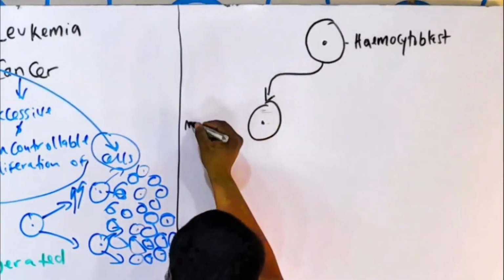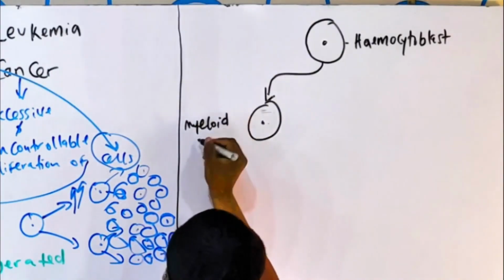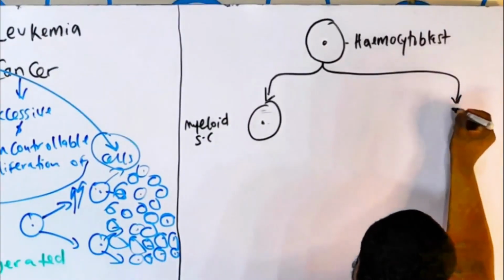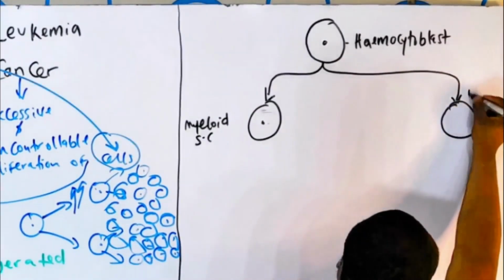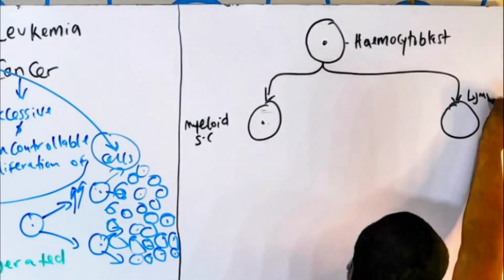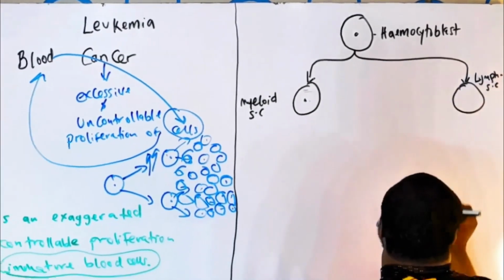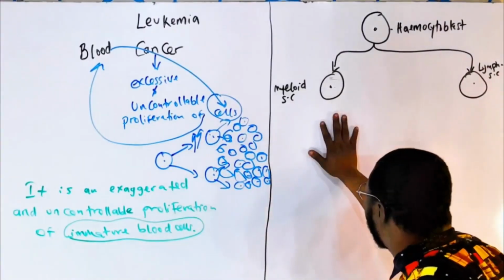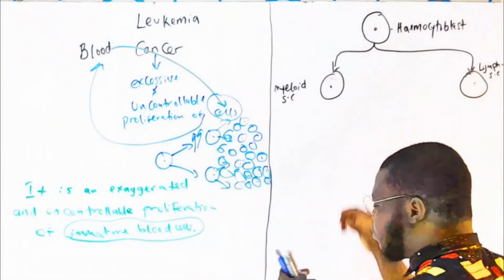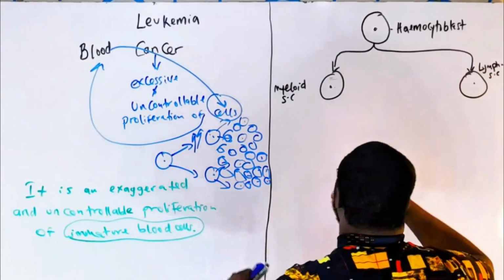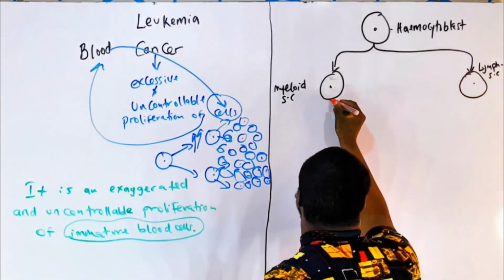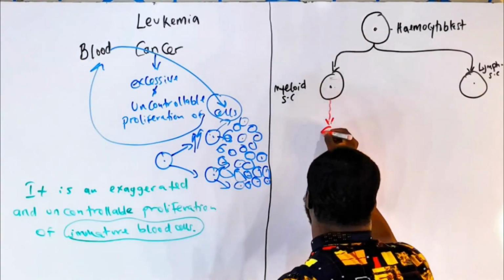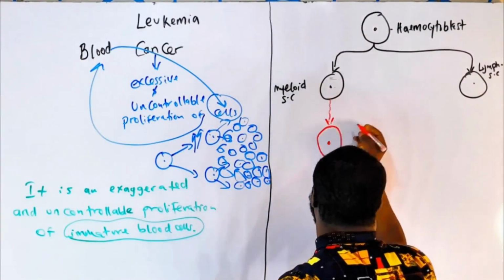the myeloid stem cell, or it divides to form the lymphoid stem cell. Now, from there, let's assume that you want to form the granulocyte right here. If you want to form the granulocyte, you already know that all you need to produce first is that this myeloid stem cell is going to form something called the myeloblast.